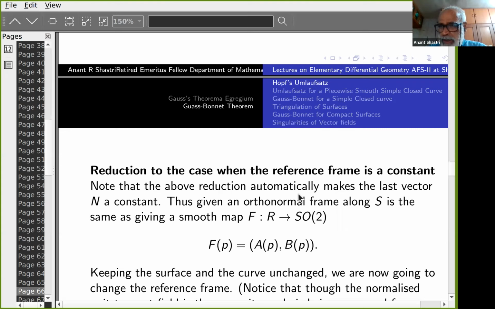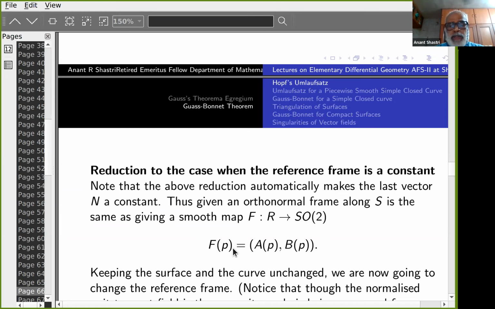Now we have the 2-dimensional case, and because of the orthonormal frame, the change is taking place in SO2: 2 by 2 matrices which are invertible, orthogonal, and have determinant 1. No change of direction, no orientations are changing here. So the function is taking values in SO2. Each vector A comma B, if you write, will form a matrix inside SO2, a 2 by 2 matrix. That is a frame.